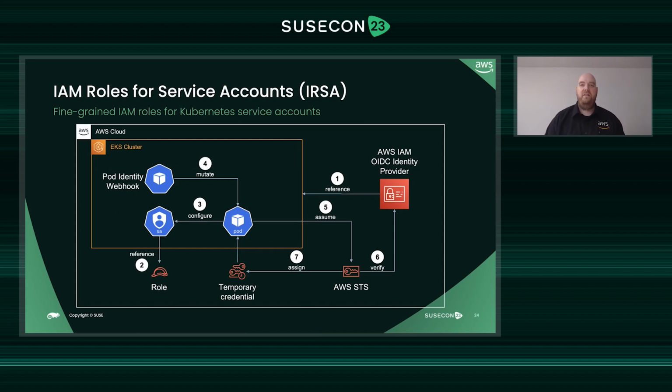How does IRSA work under the hood? I want to spend a little time here because I think it's a super important feature that we provide, and you should really understand how it works under the hood. Step one is that we have a reference between the EKS cluster and AWS IAM established via OIDC. That's a one-time setup, so you have to do it just once per cluster, and you use the eksctl tool for that. The second step is the reference between a service account and a specific IAM role.